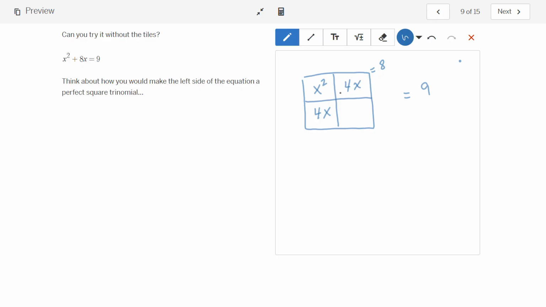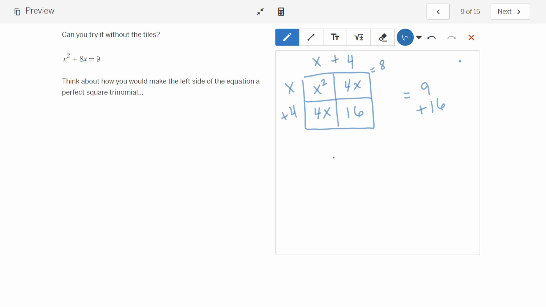Now, let's talk about the diagonal multiplying, because this is multiplied the same as this is multiplied. So 4 times 4 is going to give me 16. So that means I need to add 16 to both sides in order to complete the square. So if this is 16 in this last square, this is going to be x plus 4. This is going to be x plus 4.